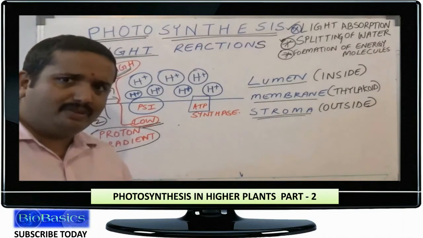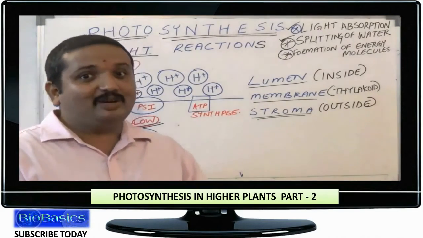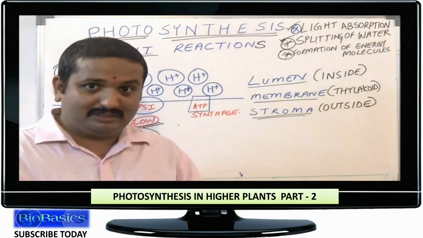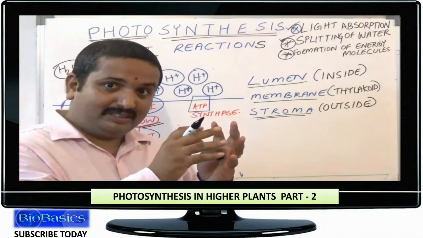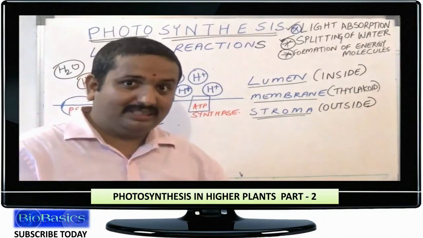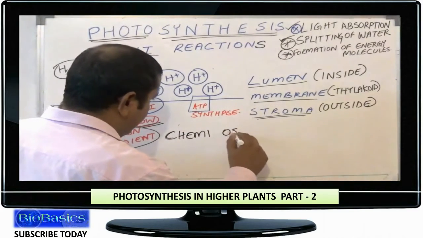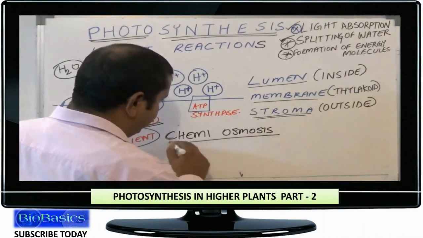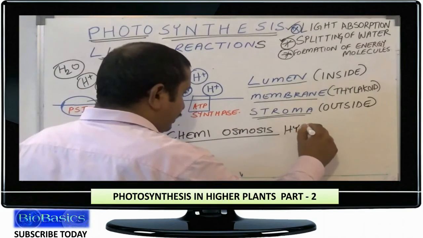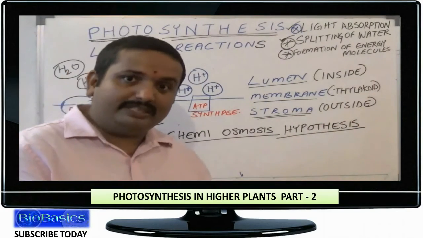Now, where have you heard that before? High concentration, low concentration. Yes, you have heard it in osmosis. And because chemicals are involved here, you call it chemiosmosis. The movement of ions from a region of higher concentration to a region of lower concentration is called osmosis. And since there are chemicals involved here, you call it chemiosmosis. And this is a hypothesis, as I told you. So it is a chemiosmotic hypothesis. This is what it means.